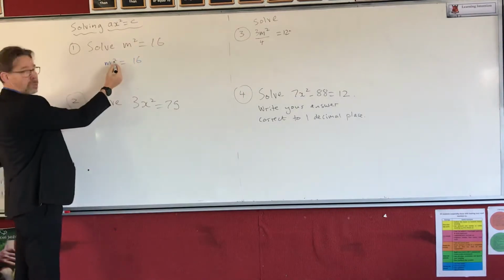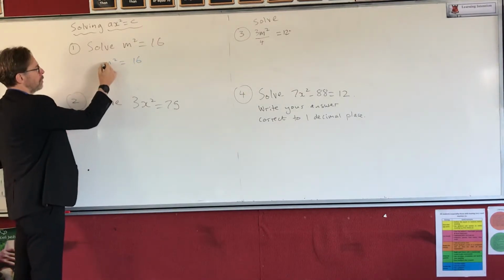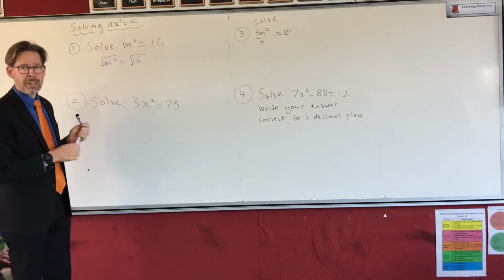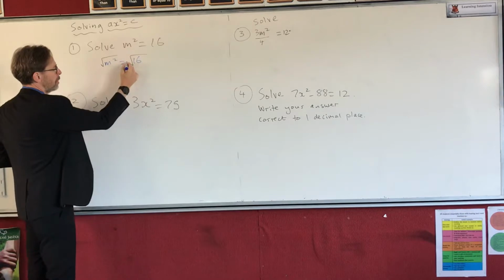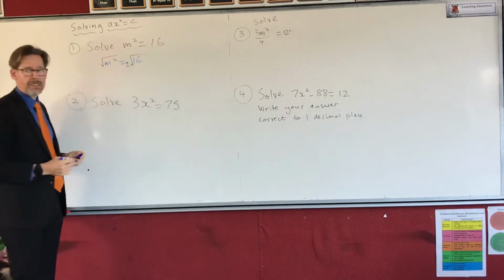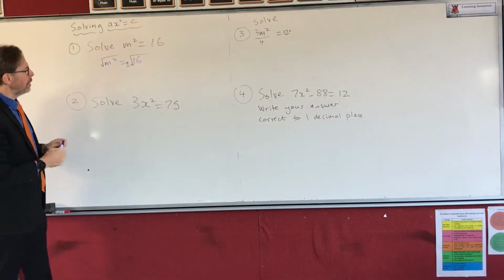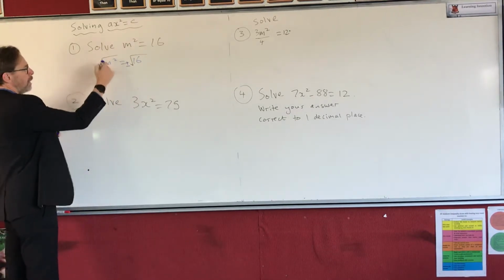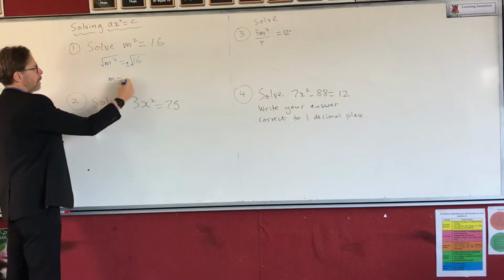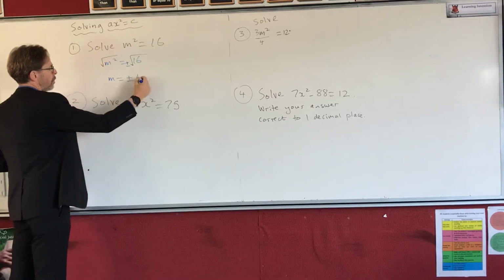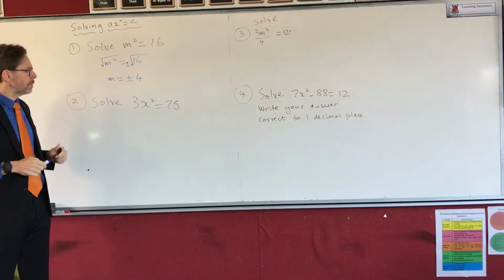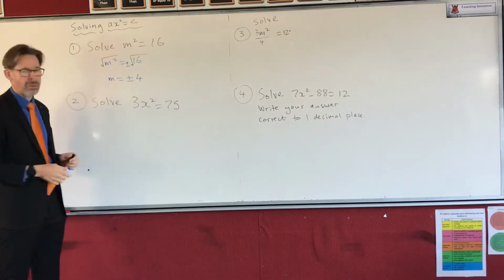Okay, now to undo a power of 2, we have to do the square root. Okay, and we know that with a quadratic, we have to take plus or minus the square root, because we did these last year as well. So you must have a plus and a minus there in front of the square root. Now the square root undoes the power of 2, so you get m, and you get plus or minus 4. Okay, so you get m equals plus or minus 4.